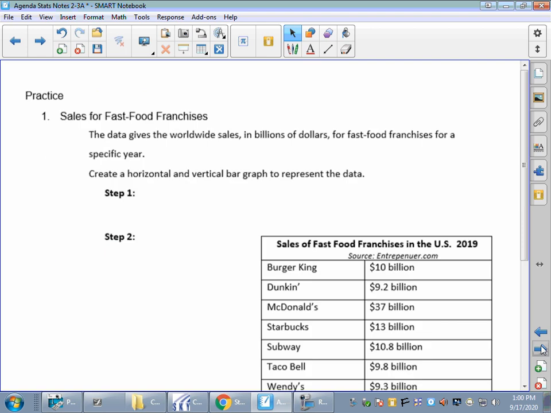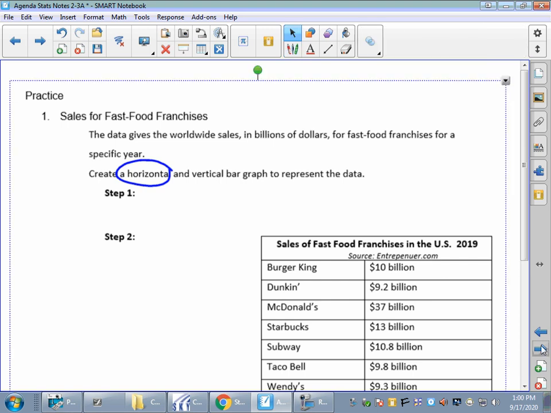So we've got sales for fast food franchises. The data gives the worldwide sales in billions of dollars for fast food franchises for a specific year. Create a horizontal and a vertical bar graph. I think we can just do one. We're so accustomed to vertical. Let's make a horizontal just for kicks.